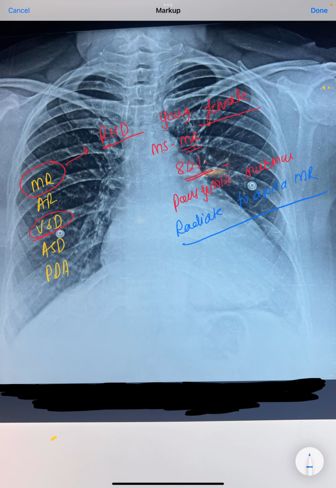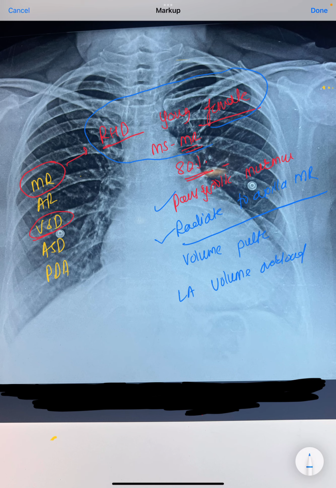So, if there is a young female patient, if she has MS, MR, or rheumatic heart disease, and if she has a pansystolic murmur with radiation to the axilla with good pulse volume, then this is highly suggestive of mitral regurgitation. You should suspect mitral regurgitation. One more thing, because of the mitral regurgitation, the chances of left atrial volume overload is very much there.